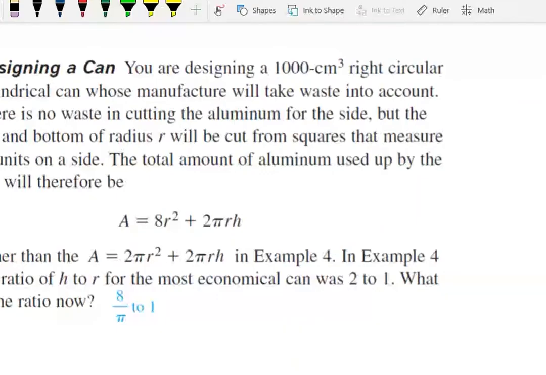Running a can, right? Cylinder. Let's just draw the can, right? I mean, I have this writing thingy, so why don't I draw it? So this can will look like this.